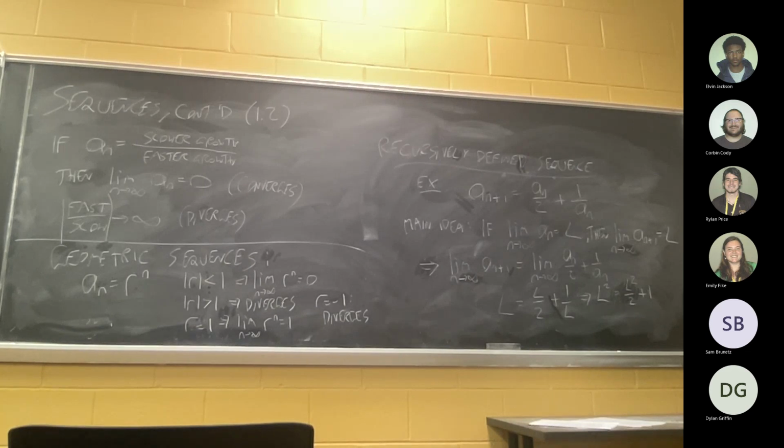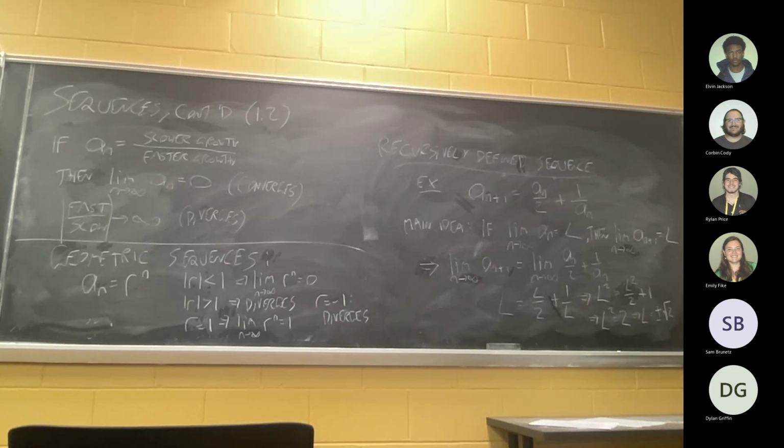And now I can rearrange this, and I get L squared is equal to 2. So that would tell us that the limit is plus or minus the square root of 2. And which one it is, actually, is going to depend on how the sequence starts out.